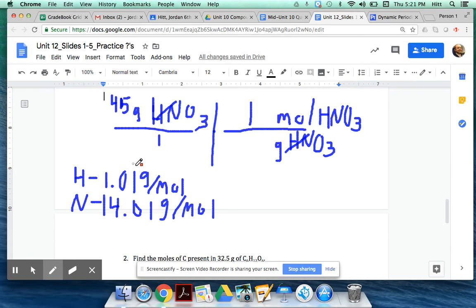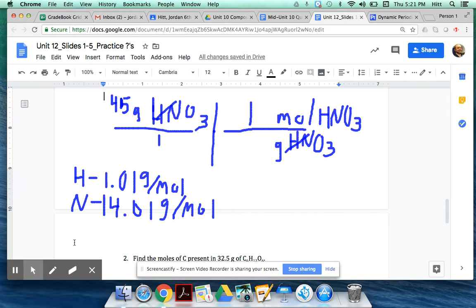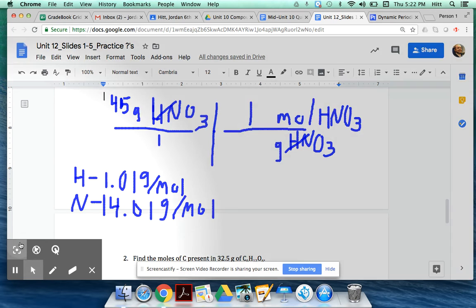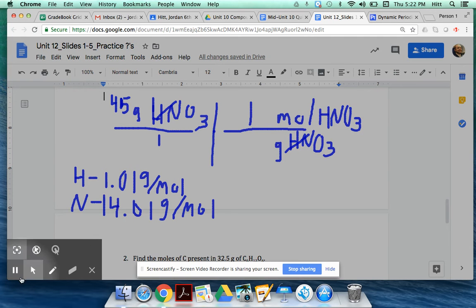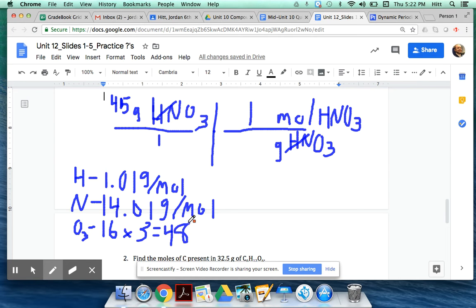And then for O, if I go back to the periodic table, I'm just going to round that to 16.00. That's going to be times 3 because there are 3 O's over here. Right there, there's 3. It's multiplied by 3. All right. So O, 16, I'm going to put a little 3 here. For O3, it's going to be 16 times 3 of them, which is going to come out to 48.